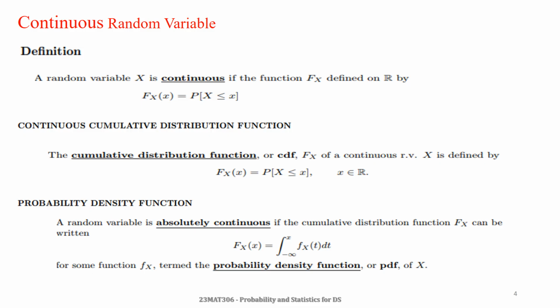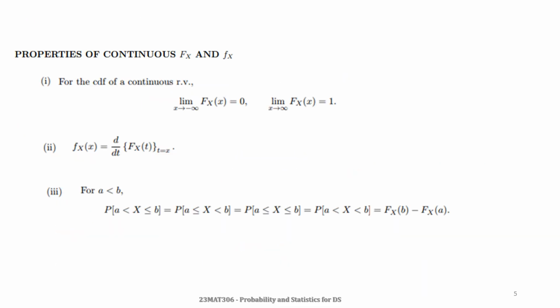A random variable is absolutely continuous if the cumulative distribution function F_X can be written in the form F_X(x) = the integral from minus infinity to x of f_X(t) dt, for some function f_X, which is termed the probability density function, or PDF, of X. So these are the properties of continuous F_X and f_X.